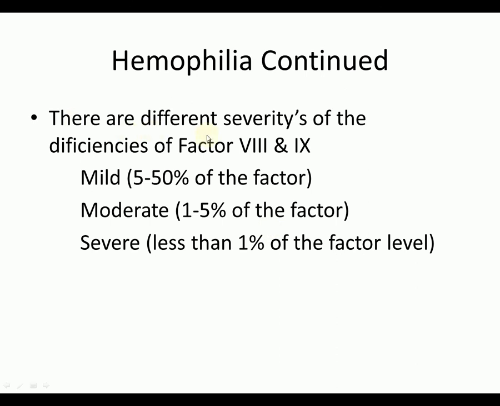Diagnosis is usually made by infancy or early childhood on the basis of the history of persistent bleeding. There is a different severity for the deficiencies of factor VIII and factor IX. Mild is 5 to 50% of the factor present. Moderate is 1 to 5% of the factor present, and severe is less than 1% of the factor present in that patient's blood.